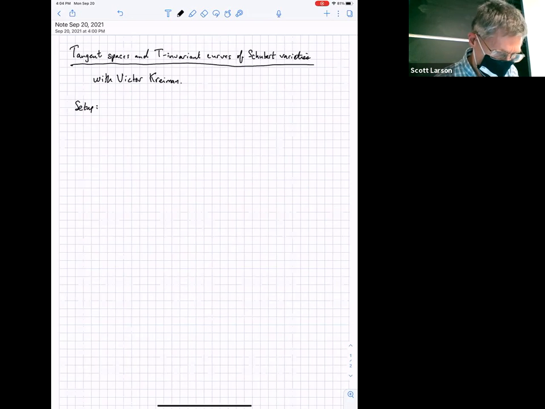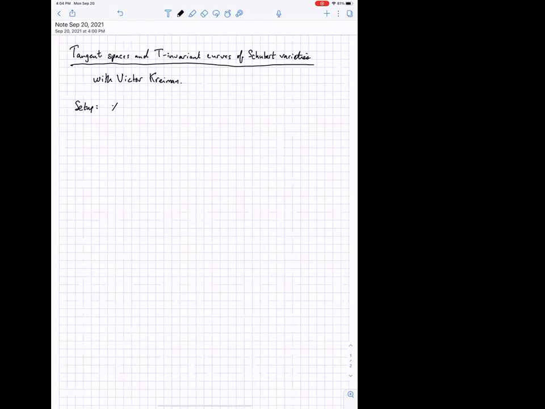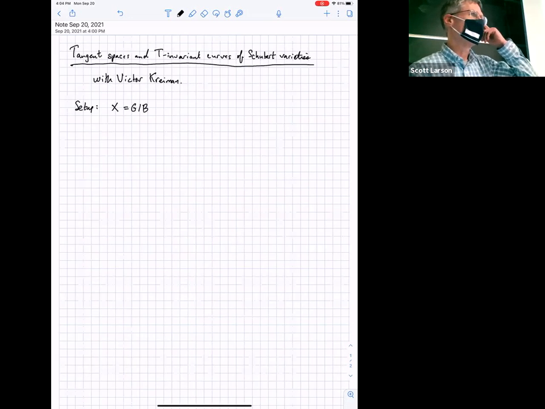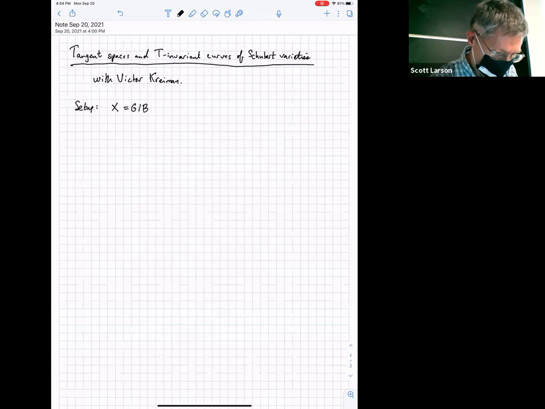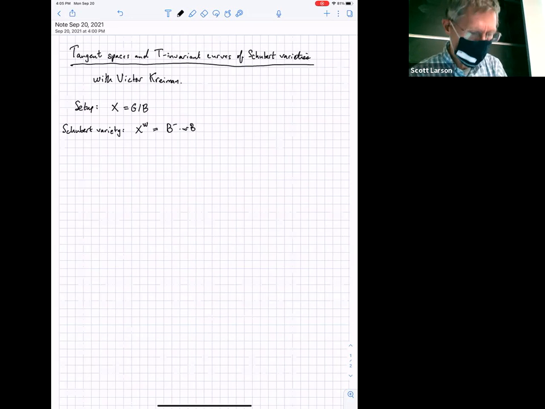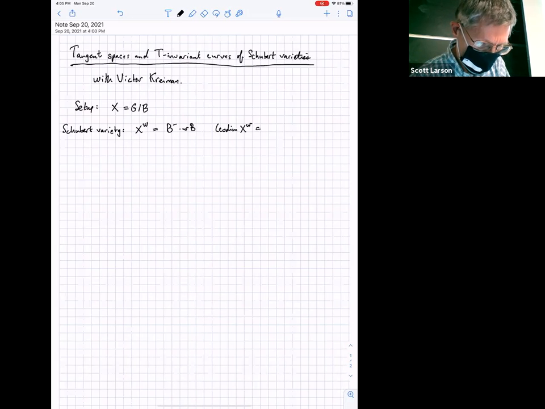I'll try and avoid writing the whole thing down. So X is going to be G mod B. Probably everybody knows what G and B are here, so I don't need to define that. And then the Schubert varieties I'm going to talk about will be XW, the B minus orbit of WB. In this notation, the codimension of XW is the length of W.